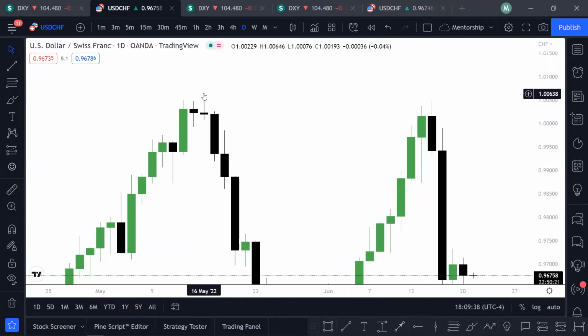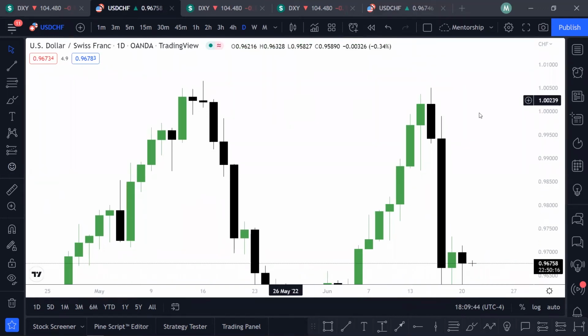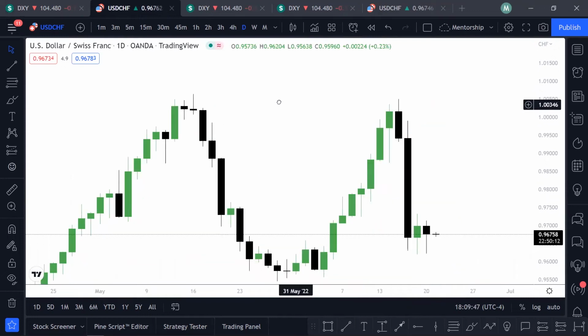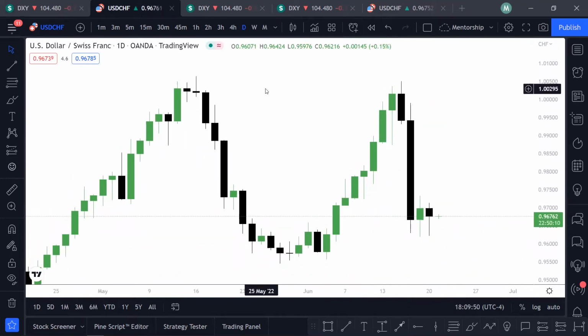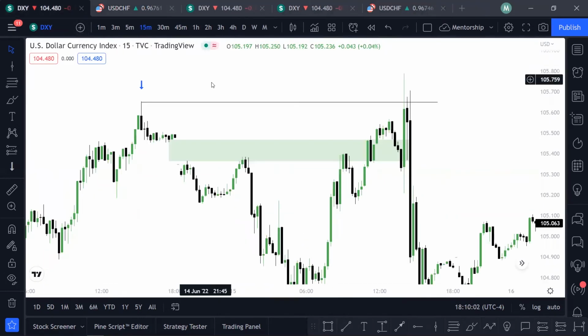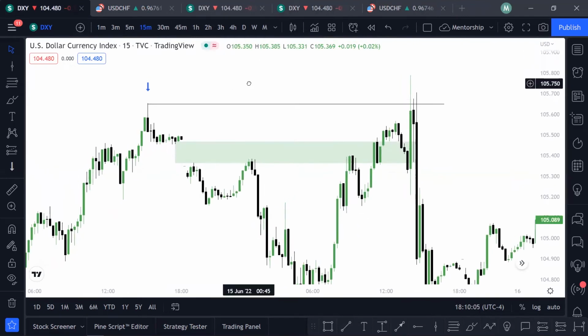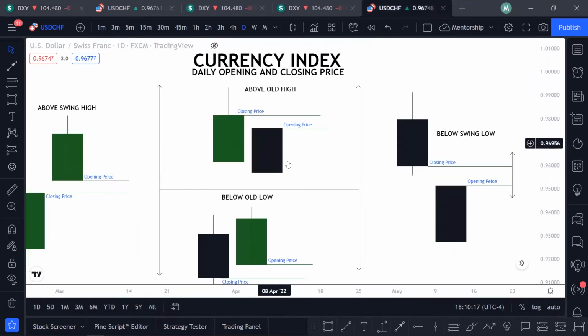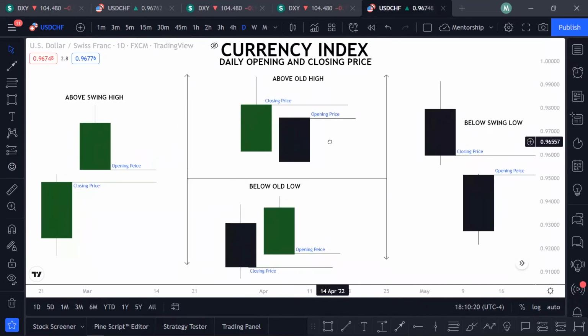Remember, what are we looking for? Whatever the dollar index does. Now we are doing our analysis on the currency index, not on the currency pair. It doesn't matter whether we are taking this high or not, as long as the currency index took the daily high, an old high, with the news release following this same concept here, we are good to go.